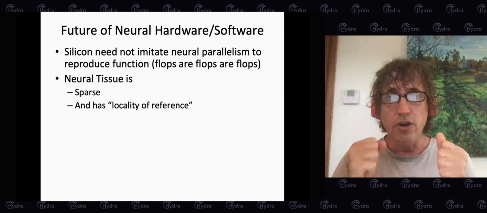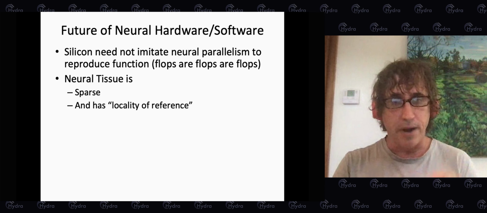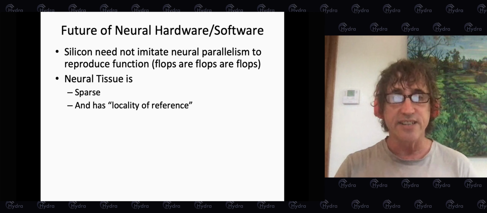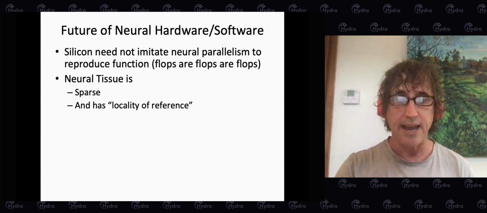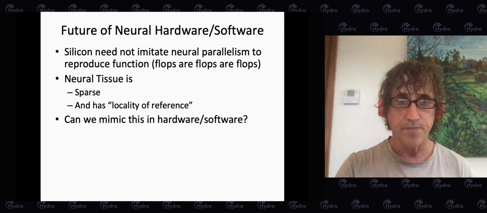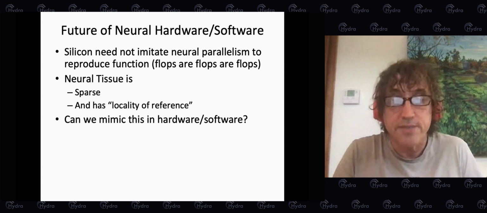So your neural tissue is using sparsity and it's using locality of reference. And those are the properties that I need, not necessarily the massive parallelism. And that's what I want you to take away from this: your brain tells us, be sparse. Be local in your references, and you will be mimicking how the brain computes. And so how do we do this mimicking?